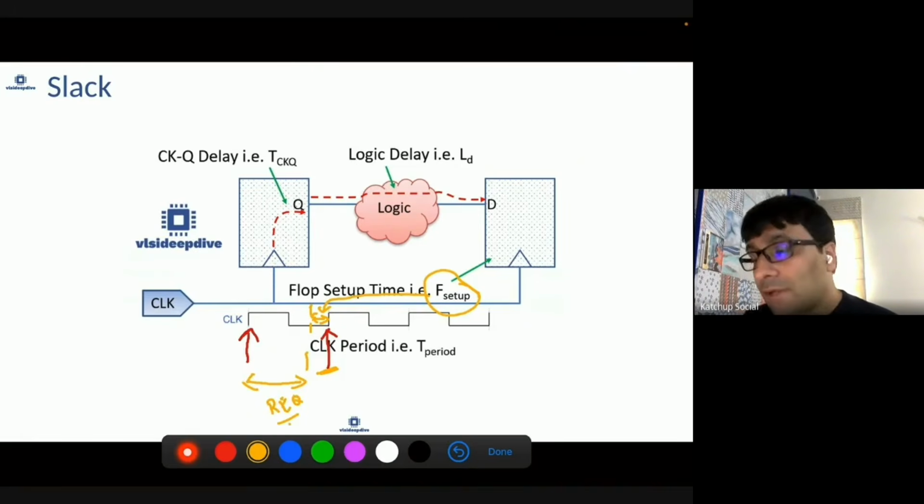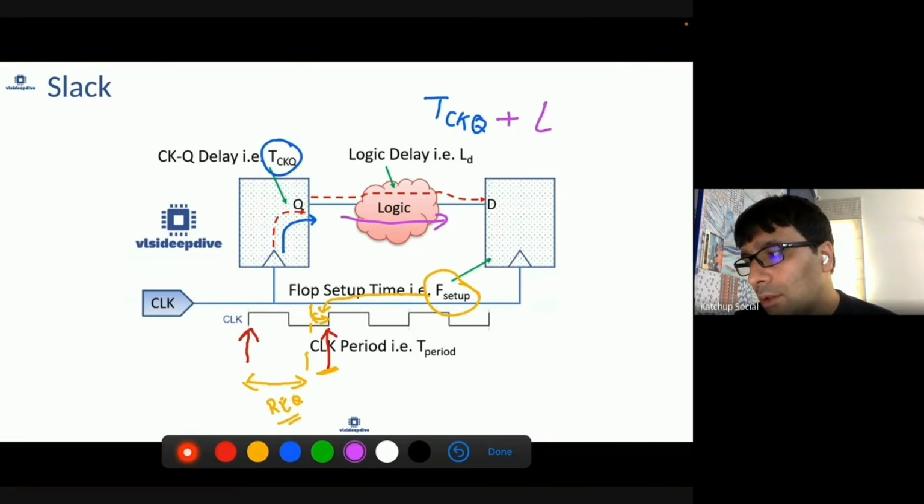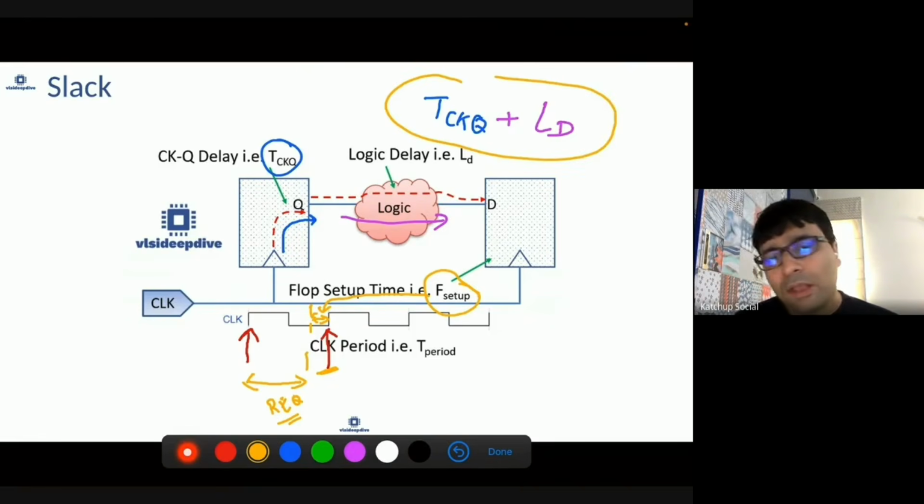Now, what is the arrival time? What is the actual time data is taking? The actual time is given by your clock to Q delay, T_CKQ, then your logical path delay. So data starts here, it encounters clock to Q delay, then it encounters logical delay, and then it arrives. So your arrival time is given by this.